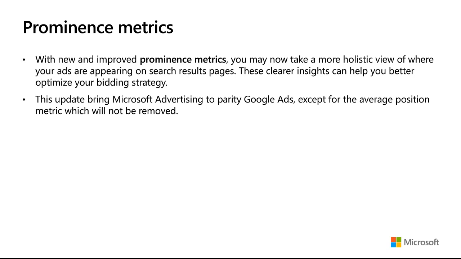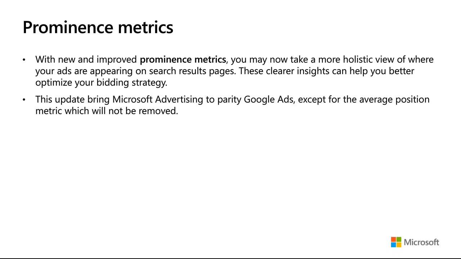Historically, average position has been one way to estimate where your ads are serving relative to other ads, but we'll soon be offering additional metrics to provide a clearer picture of where your ads are actually serving. This is a Google parity feature with one major exception. We will not be removing average position. We're simply offering these additional insights so that we can take a look at the column changes.